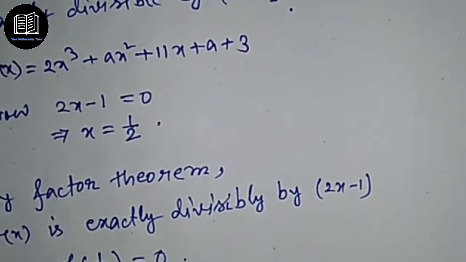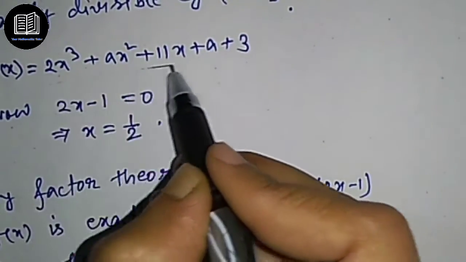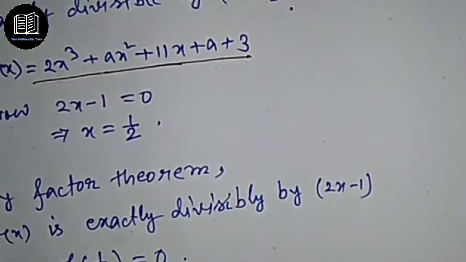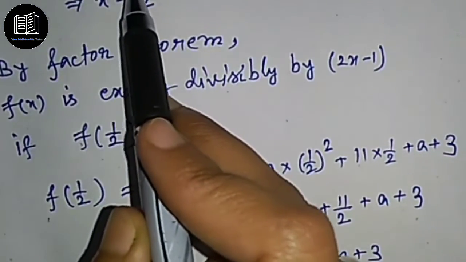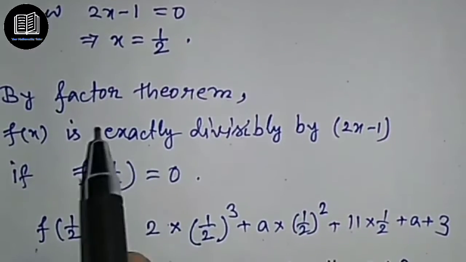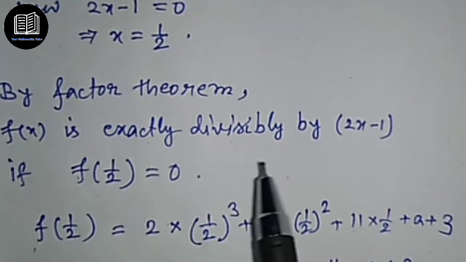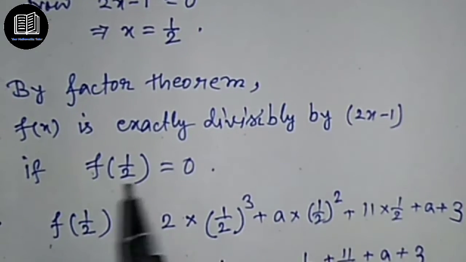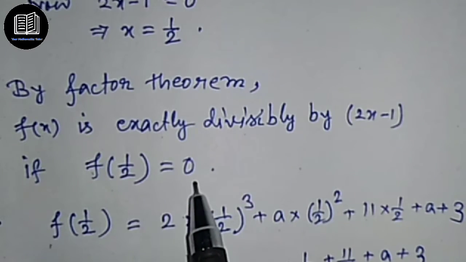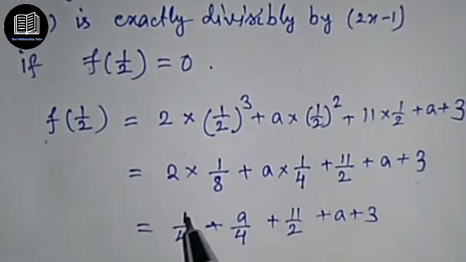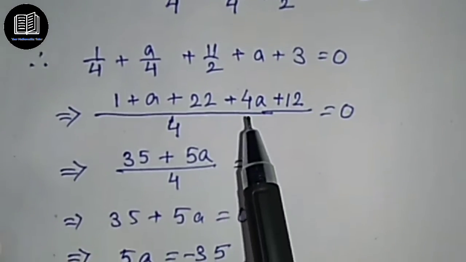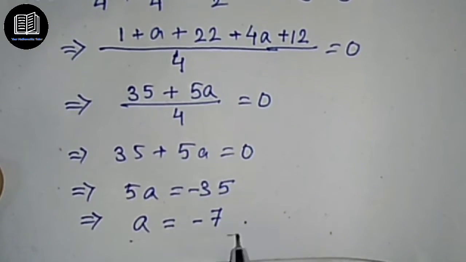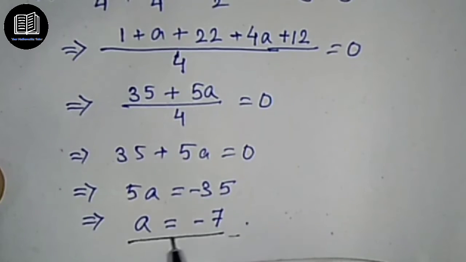When f(x) is given, we divide it by 2x minus 1. By factor theorem, f(x) will be exactly divisible if f(half) is 0. So we find the value of f(half) and make it 0. By this we get the value of a as minus 7.